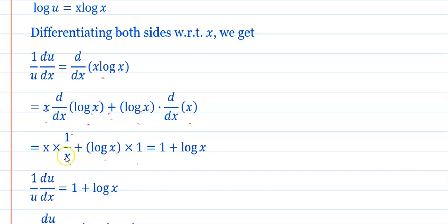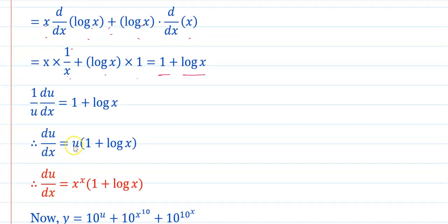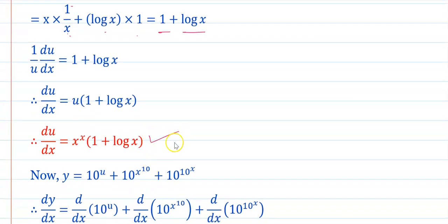Here the x gets cancelled, and then you will get 1. And 1 into log x means log x. Therefore 1 upon u into du by dx is equal to 1 plus log x. Therefore du by dx is equal to u into (1 plus log x). Substitute the value of u. What is u? x raised to x. So x raised to x (1 plus log x) is your du by dx.